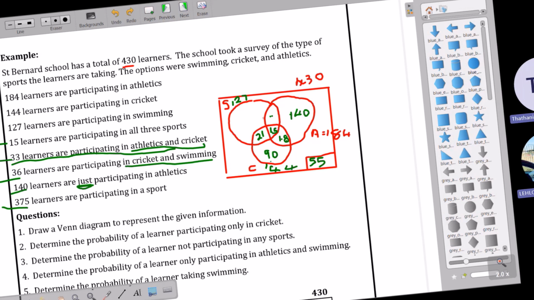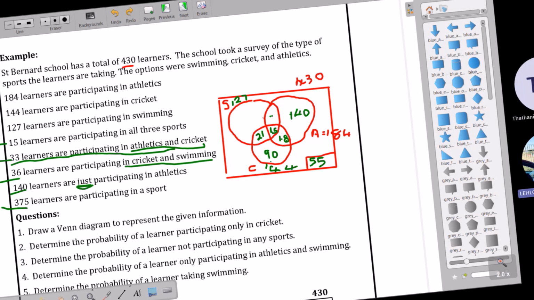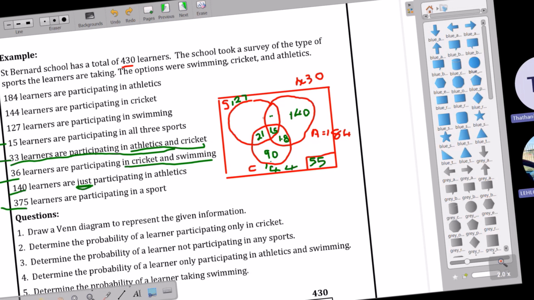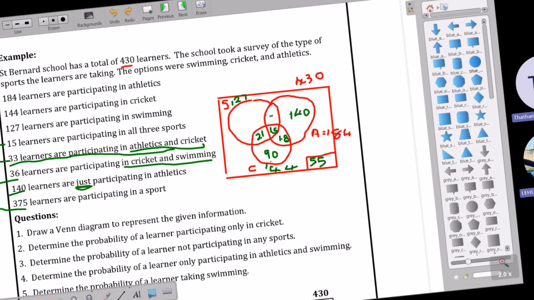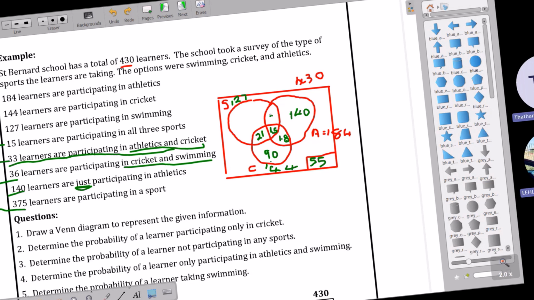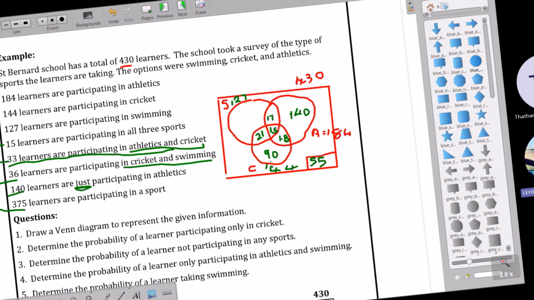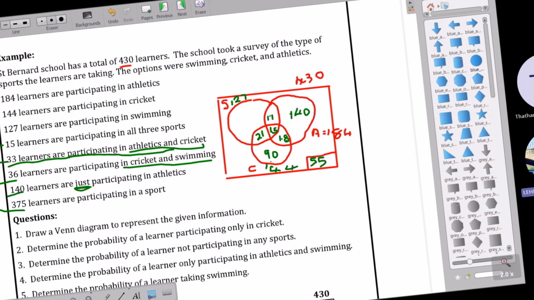Okay. 15 plus 18 plus 140 is 173. Okay, 173 minus 184, which means that number should be 11. So there are 11 participants doing cricket and swimming.